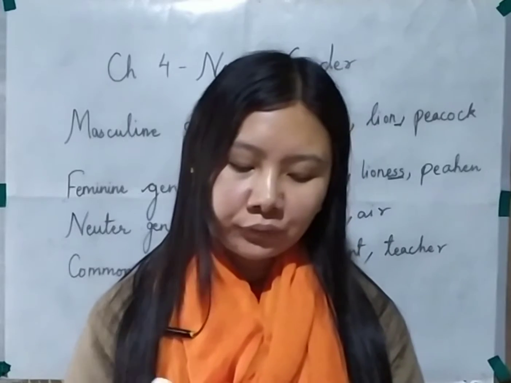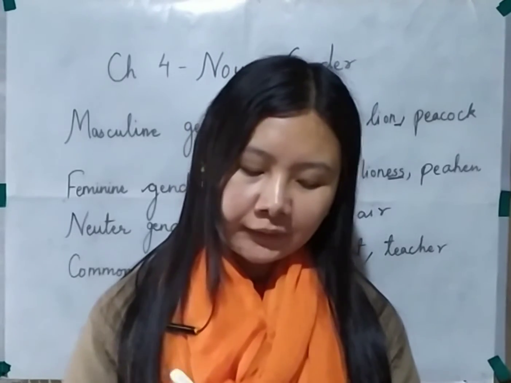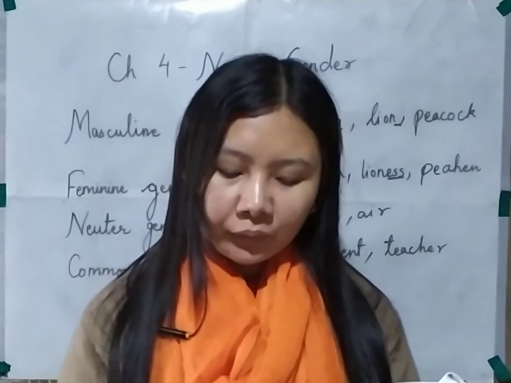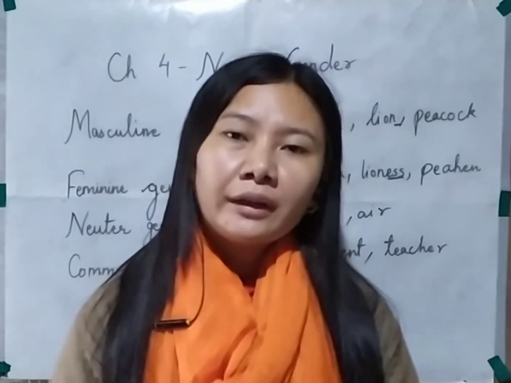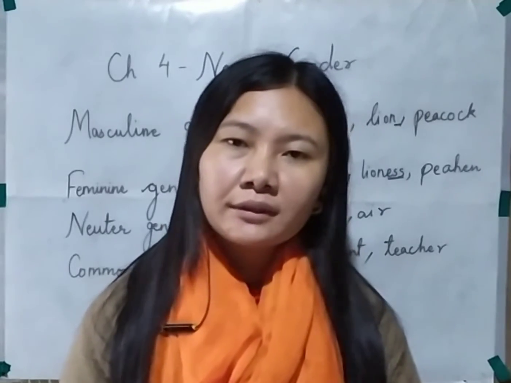Doctor, worker, child. So these are examples of what? These are examples of common gender. You need to keep this in mind. You need to remember that they may be used both for males and females. They are the common gender. A noun that can be used both for a male and a female is called a common gender. So if there's a noun that can be used both for male and female, what do we call such a noun? Then we call such a noun a common gender.